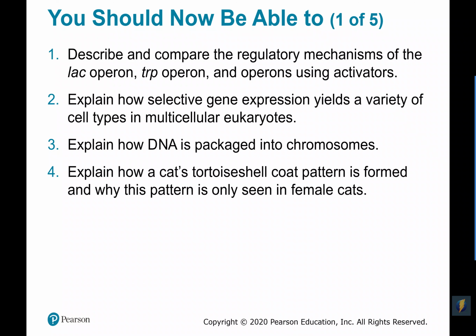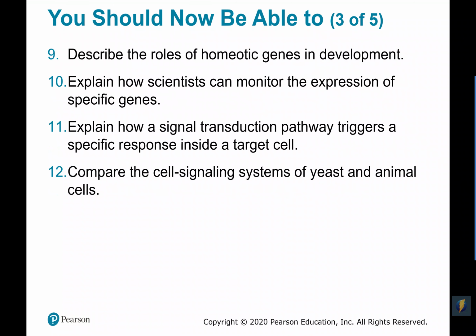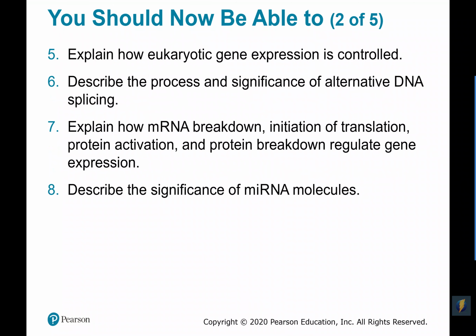So in terms of study guide purposes, we talked about operons. We talked about gene expression, how selective gene expression allows us to differentiate. We talked about how DNA is packaged into our chromosomes, wrapped around those little histone proteins. We talked about that tortoise shell pattern, that orange, slightly black pattern, because it's on the X chromosome. We talked about homeotic. Did I skip one? Yeah, I did. We talked about gene expression in eukaryotes.